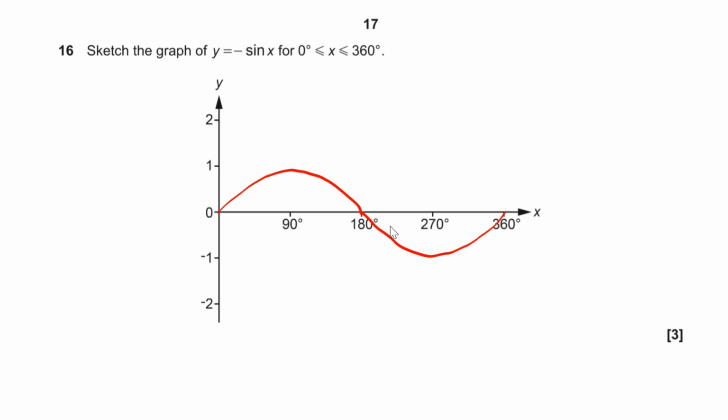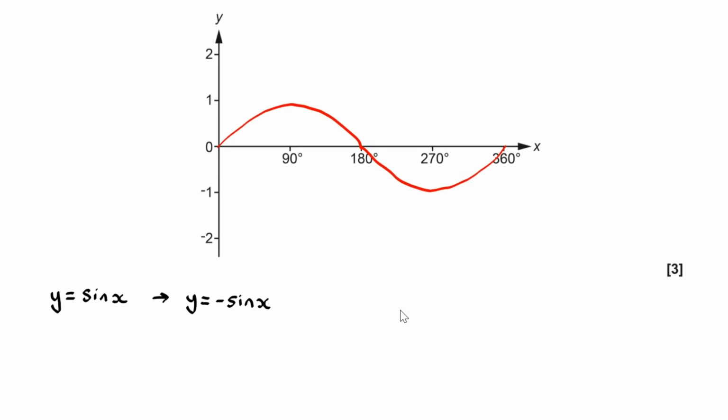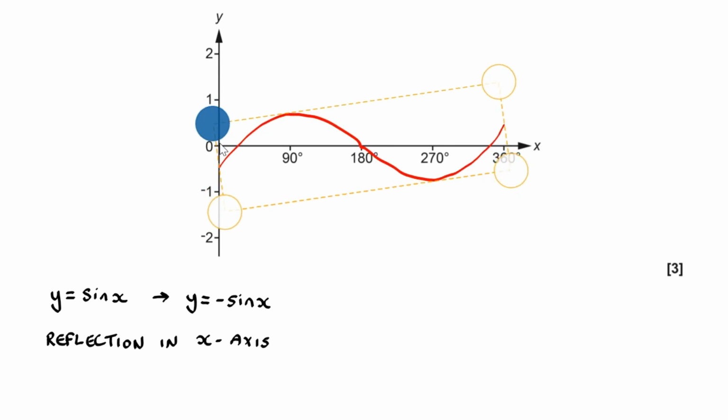So here, what you can see is we've got the graph of sine x. And what you should hopefully recognize, going from y equals sine x to y equals minus sine x, in terms of a transformation, is a reflection in the x-axis. So what we need to do is take this graph and reflect it in the x-axis.